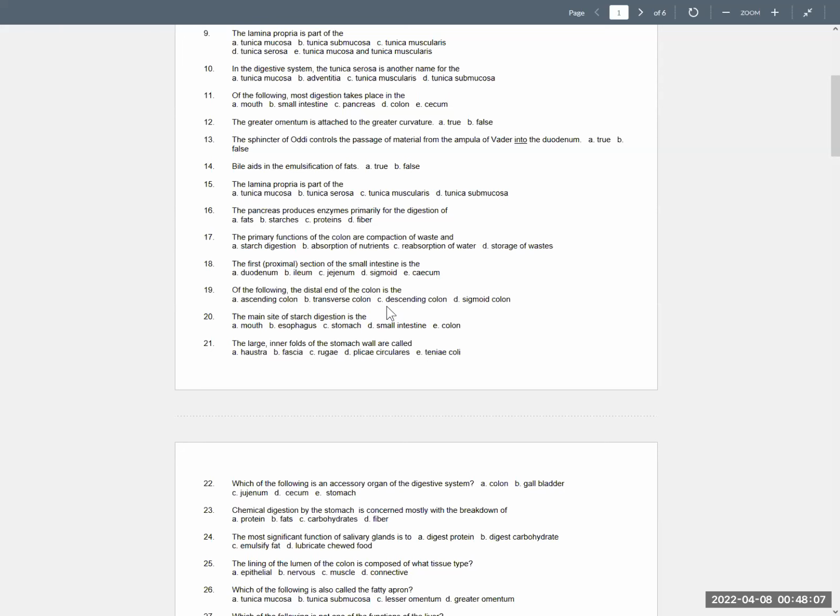Of the following, the distal end of the colon. So here I'm using the word distal, and you got to think the far end of the colon is what? Which one of these is farther along than the other three? The lowest part. Yeah, that's what I want. Sigmoid colon. Okay. So was number 18 the duodenum, and then 19's the sigmoid colon? Yes. Okay.